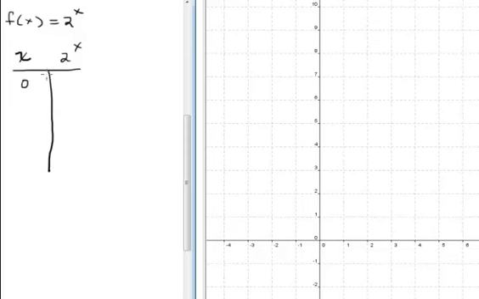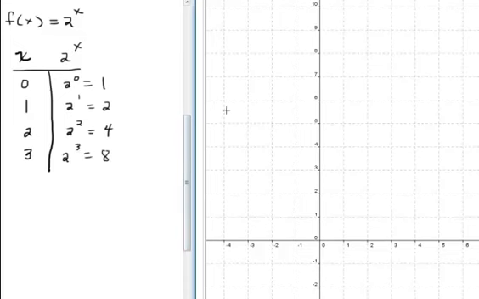Let's start with x being 0. We have 2 to the 0, which is equal to 1. When x is 1, we have 2 to the 1, which is 2. When x is 2, 2 squared, which is 4. Let's do one more. x is 3, 2 cubed equals 8.